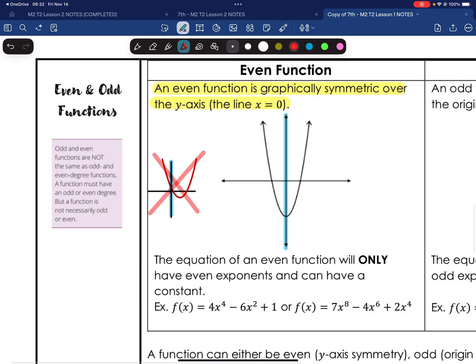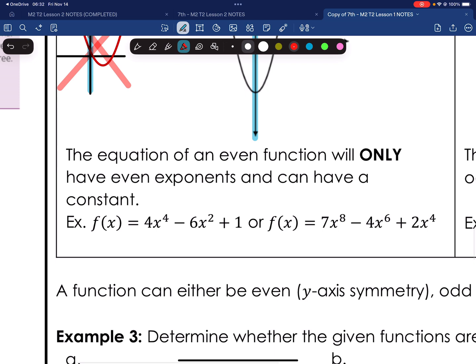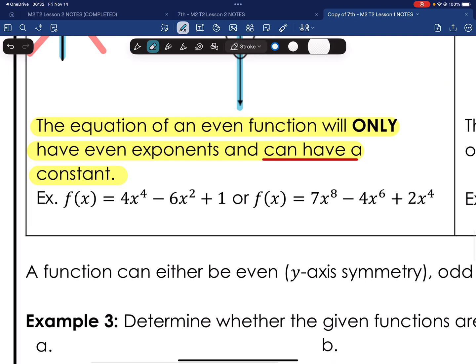Okay, now when you're looking at the equation of an even function, the equation of an even function will only have even exponents. So 2, 4, 6, 8, 10, and it can have a constant, okay? It can have a constant. So you have two different examples, one with a constant, one without a constant, to show you what the equations could look like. So when you're looking at equations to determine if they're even or odd, you're going to look at all of their exponents.